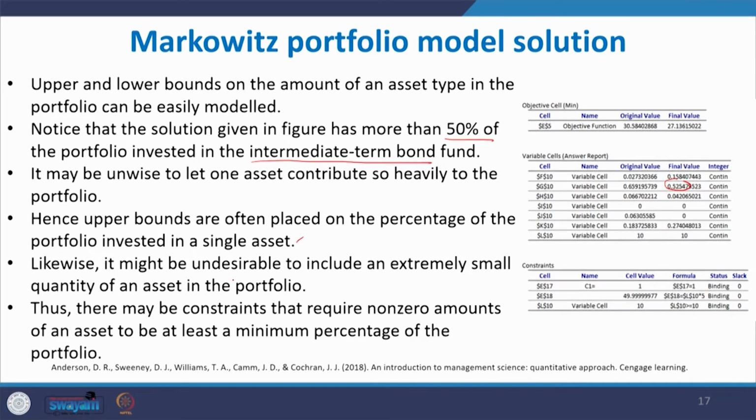Likewise, it might be undesirable to include an extremely small quantity of an asset in the portfolio. So, there also we can introduce a new constraint. Thus, there may be a constraint that requires non-zero amounts of an asset to be at least a minimum percentage of the portfolio. So, how can we have the upper bound and lower bound of each asset? We can introduce new constraints that will take care that the minimum or maximum amount is invested in the portfolio.